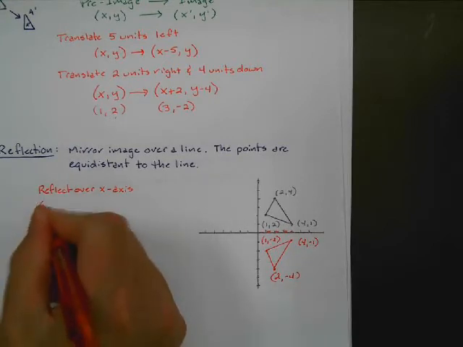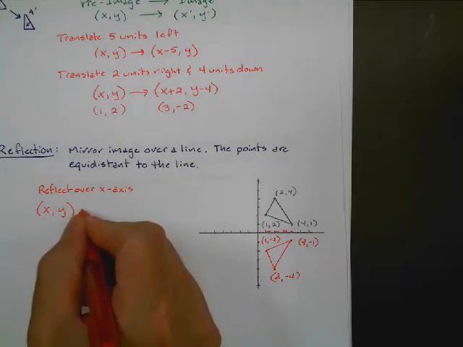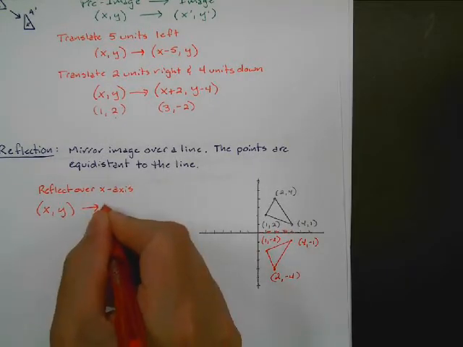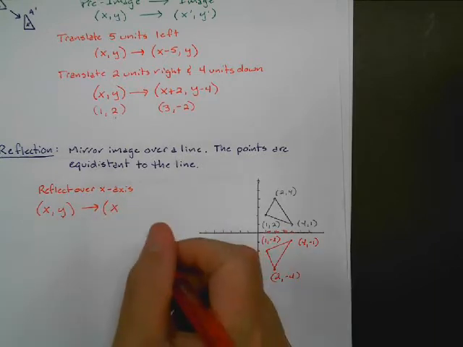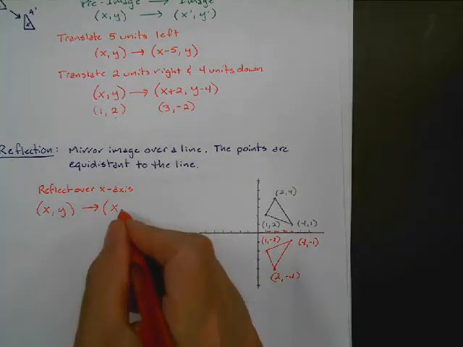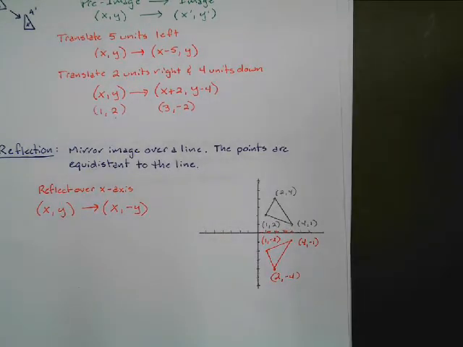So if I did coordinate notation for this one, the x and the y, we would just get x staying the same for the image, but the y would change its sign. So we just call that negative y. All right, now let's reflect over the y-axis.